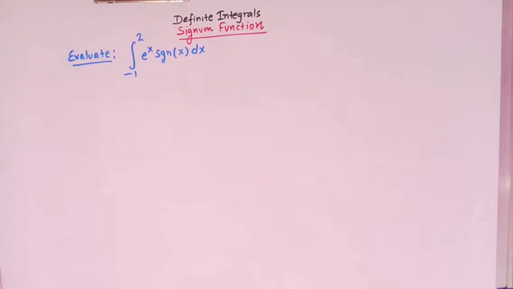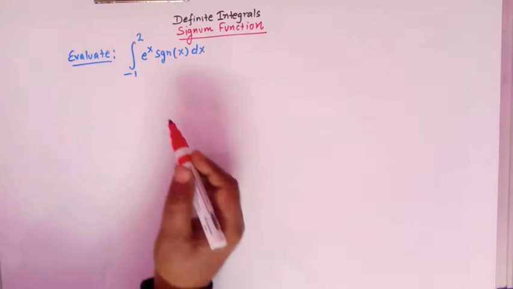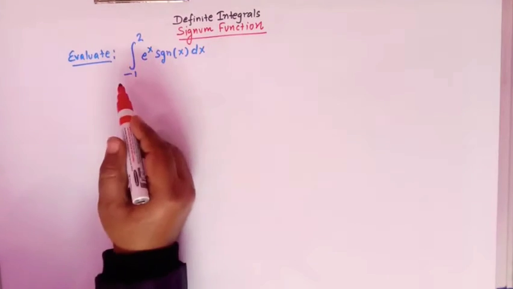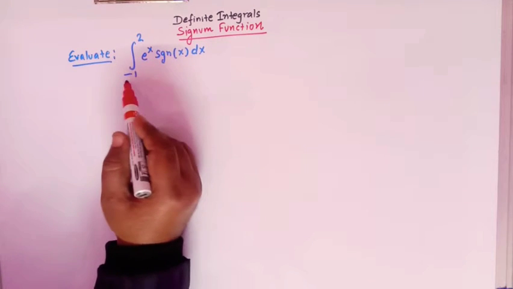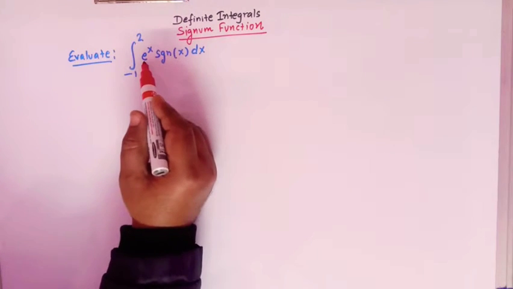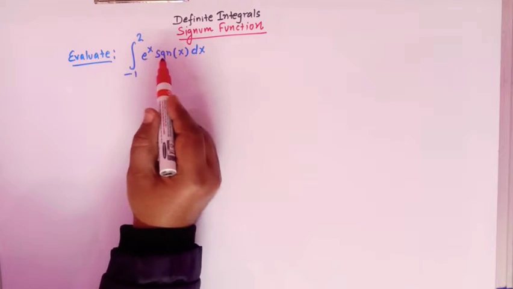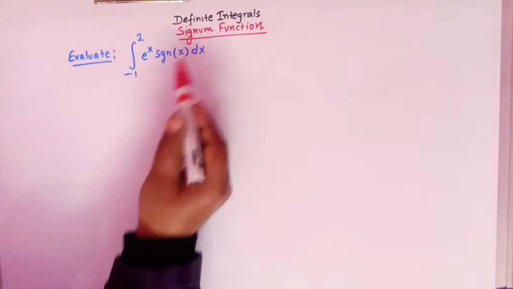Hello viewers, in today's class we are going to discuss one important definite integral in which the signum function is involved. Here we have to find the value of the integral from -1 to 2 of e raised to x times signum of x dx.